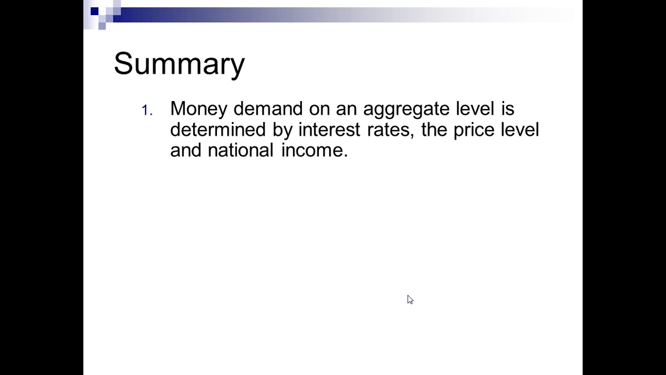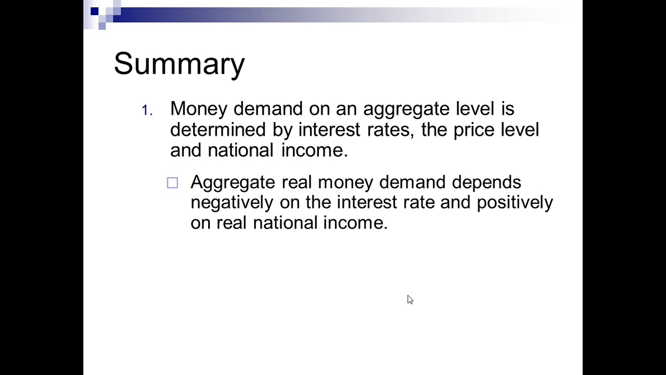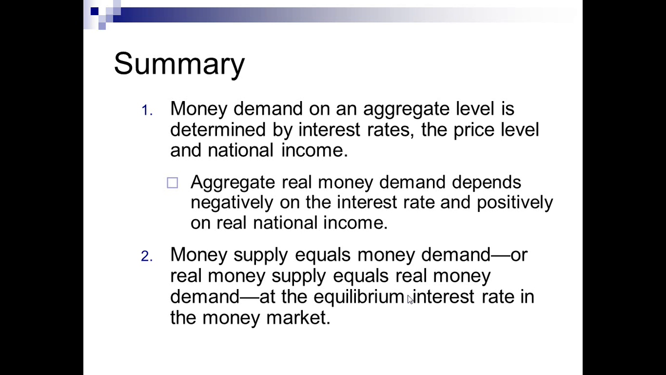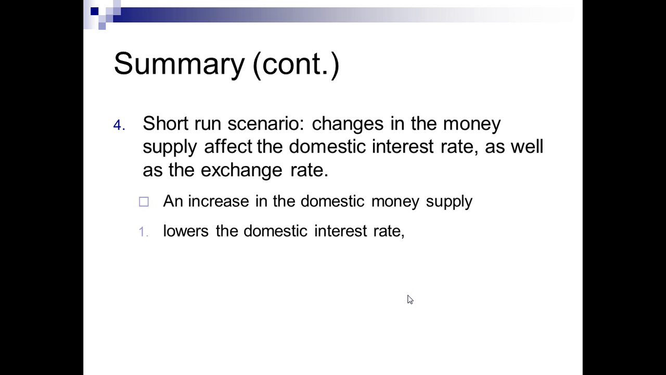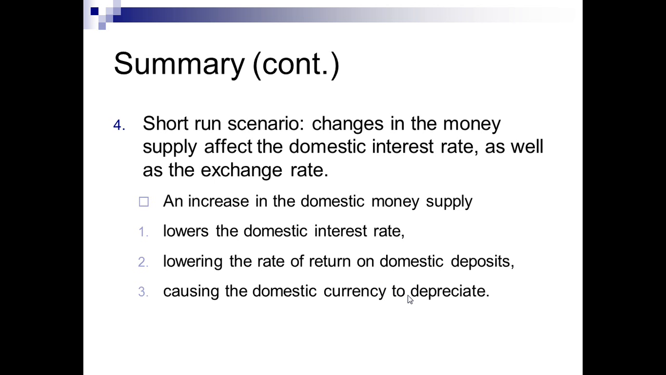So to summarize this chapter, first, money demand on an aggregate level is determined by interest rates, the price level, and national income. Aggregate real money demand depends negatively on the interest rate and positively on real national income. Second, money supply equals money demand, or real money supply equals real money demand, at the equilibrium interest rate in the money market. The short run scenario: changes in the money supply affect the domestic interest rate as well as the exchange rate. An increase in the domestic money supply lowers the domestic interest rate. This lowers the rate of return on domestic deposits, causing domestic currency to depreciate in the foreign exchange market.